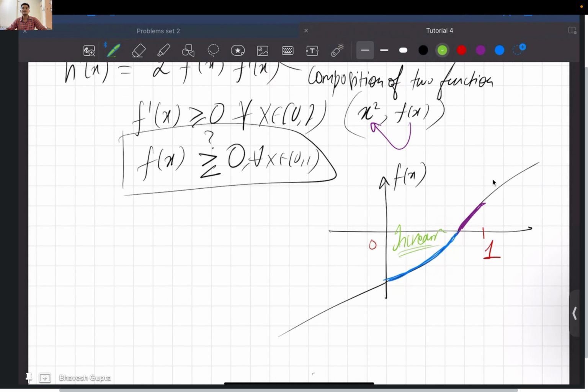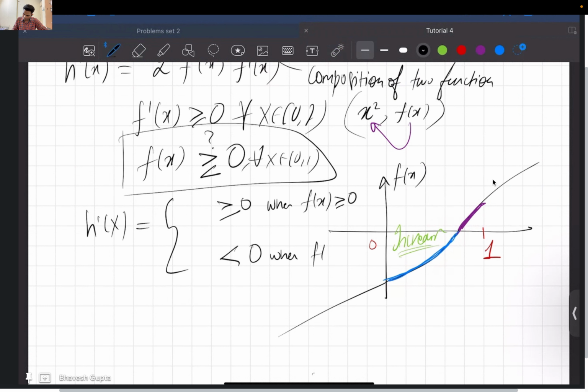Since we don't know the sign of f of x, f of x might be negative. So h dash of x can be positive, can be 0 for a given point. The basic idea is it can be greater than or equal to 0, it can be less than 0, depending on the sign of f of x. But for sure f dash x is positive. So when f of x is positive, and when f of x is negative.